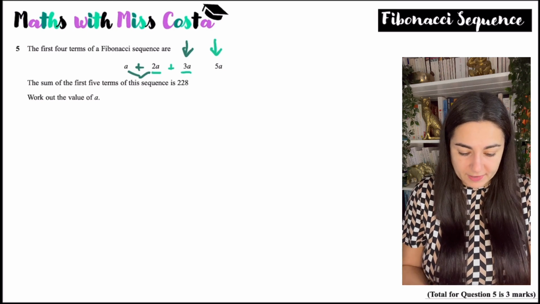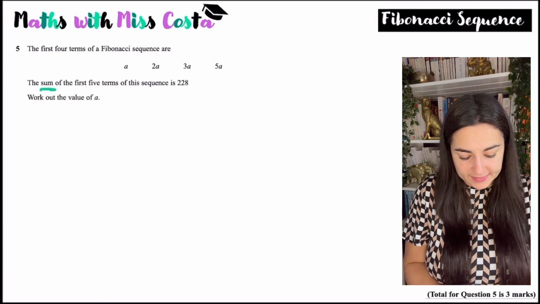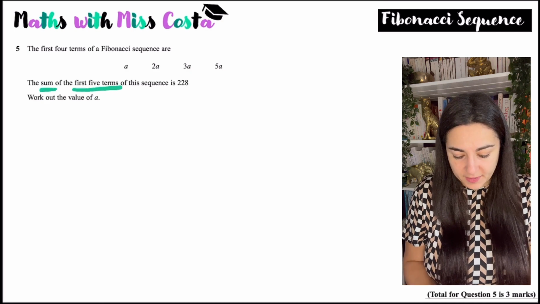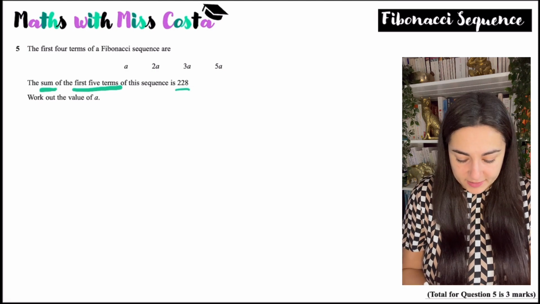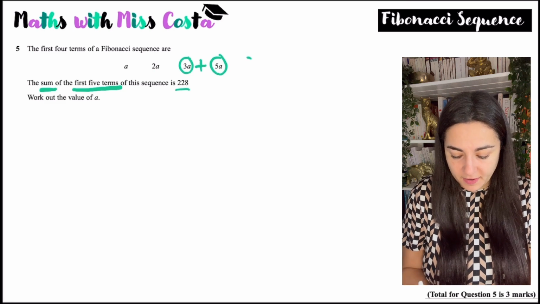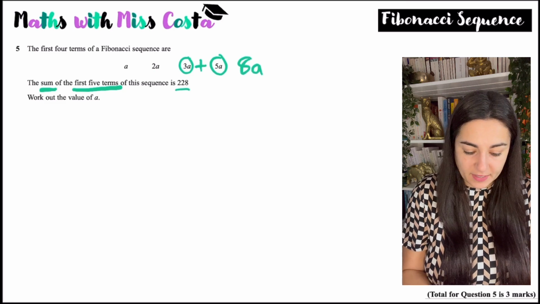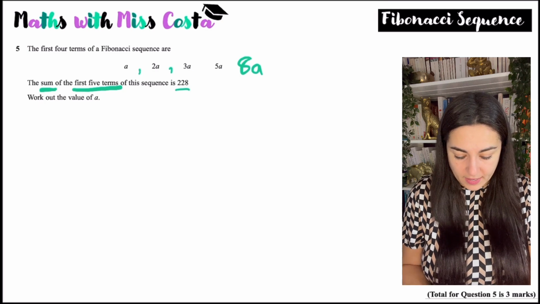So we are given the first 4 terms, okay? And it says the sum of the first 5 terms is 228. So we're going to need to work out the 5th term. How do we work that out? We add the previous 2 terms. So 3A plus 5A is 8A. So the 5th term is 8A, okay?